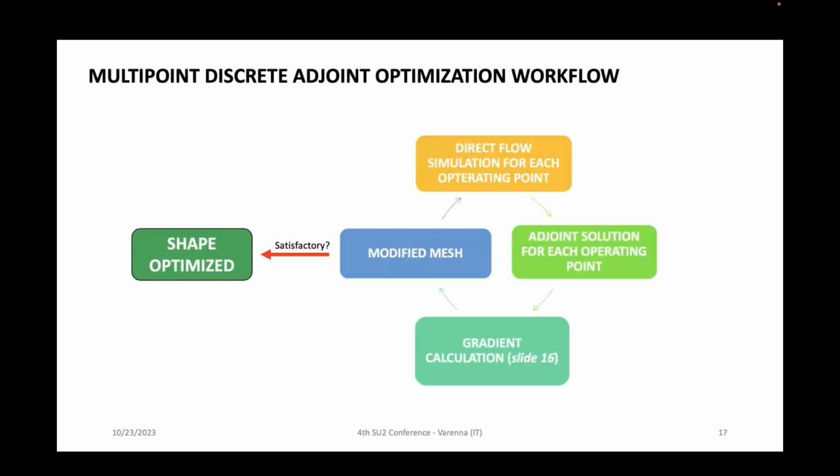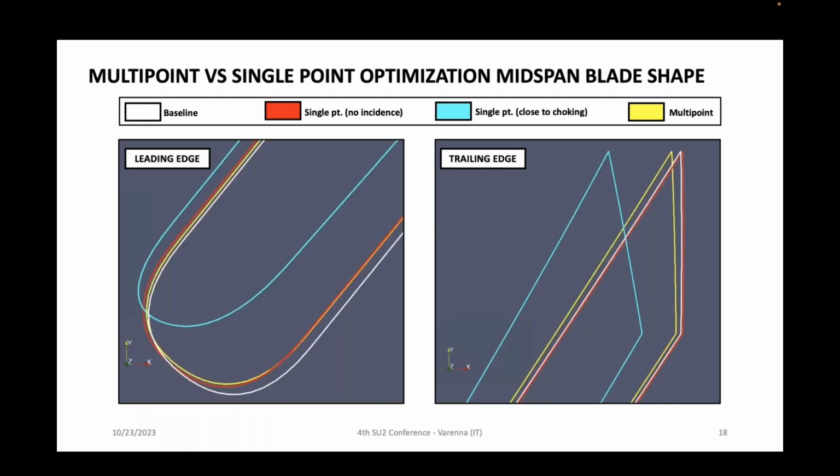This is a very simple flow chart. So from the direct simulation, adjoint solution, the gradient calculation as shown in the previous slide. Once the mesh is modified, we can check if the shape is optimized with our graph, checking if the actual design performs better or worse than the baseline design. And then we can decide if this is satisfactory or not.